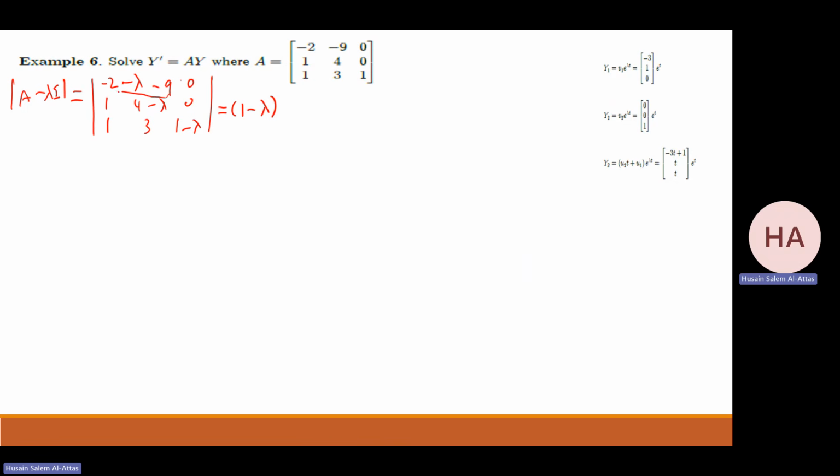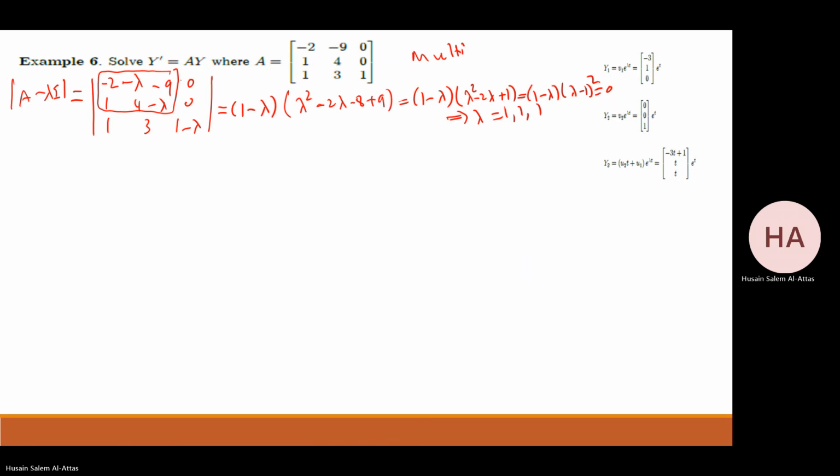Yeah, and I need this block. No, sorry, I need to cancel the third row and the third column. So I need this block, which is what? Lambda square minus 4 lambda plus 2 lambda minus 2 lambda minus 8 plus 9, which is 1 minus lambda times lambda square minus 2 lambda plus 1. This is the common factor, very clear: lambda minus 1 all square. So I have lambda equal 1, 1, 1. So I have multiplicity 3.